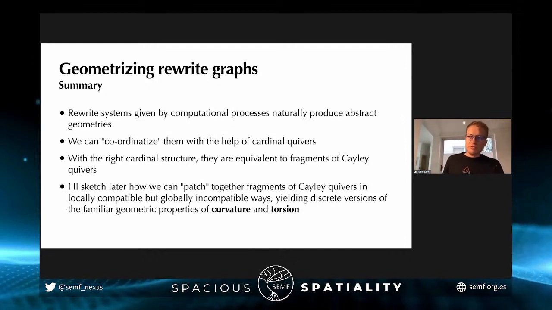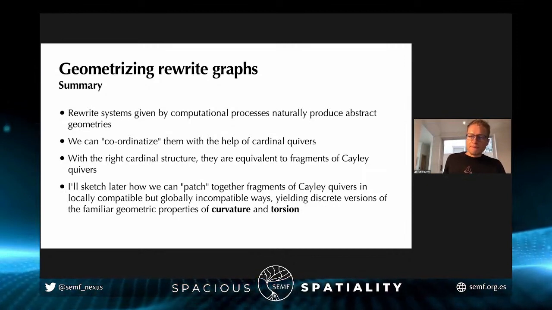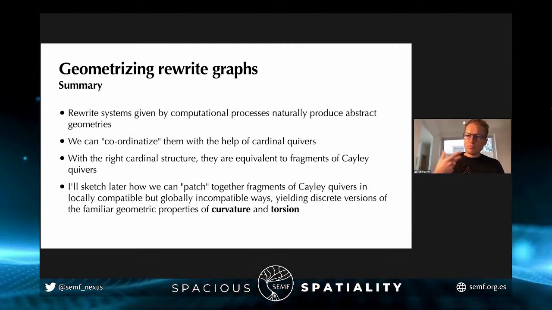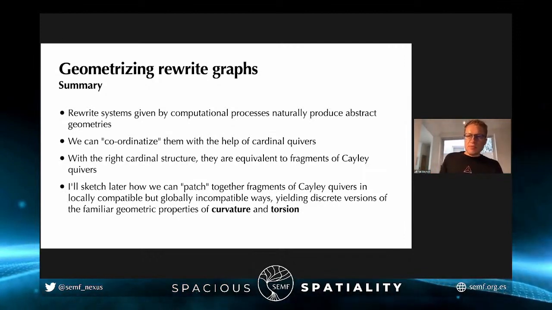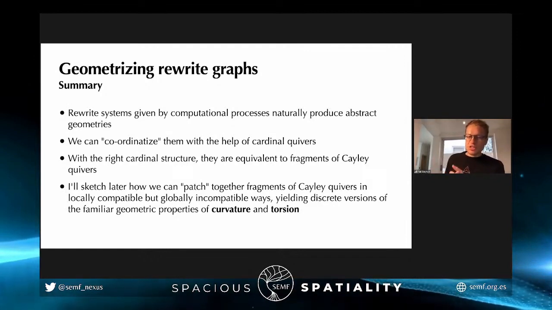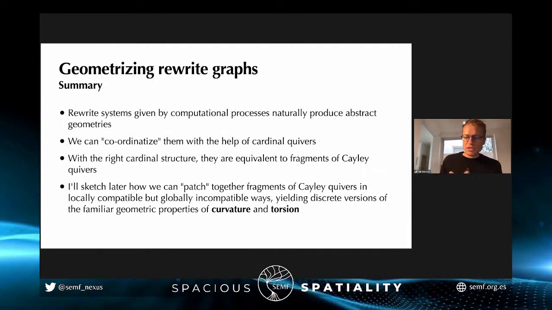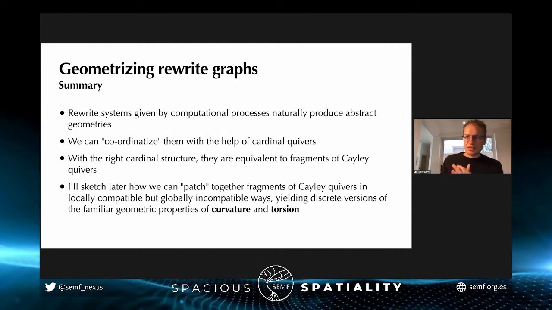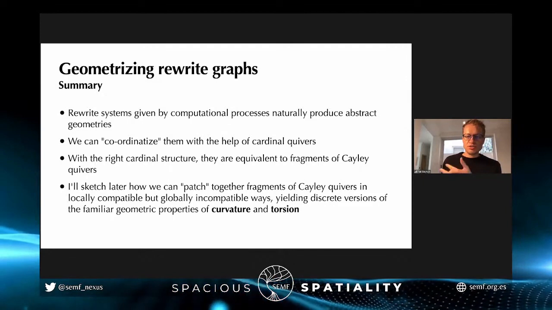So the picture then is that with the right cardinal structure, portions of this rewrite graph will resemble locally Cayley quivers, which means that there's a way of geometrizing them so that they appear to be, quote unquote, spatial, at least locally. An intriguing point that unfortunately we'll have to leave until next time or until a different venue is that when you patch these fragments of Cayley quivers together, you can find something that seems like a quintessentially continuous phenomenon, which is the phenomenon of curvature.